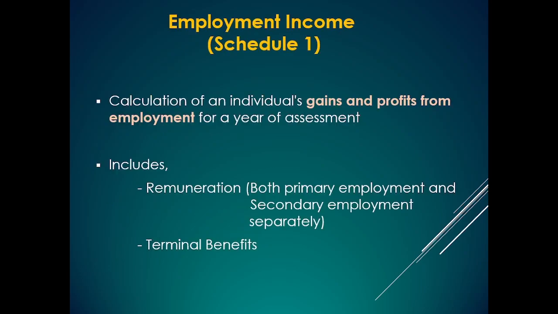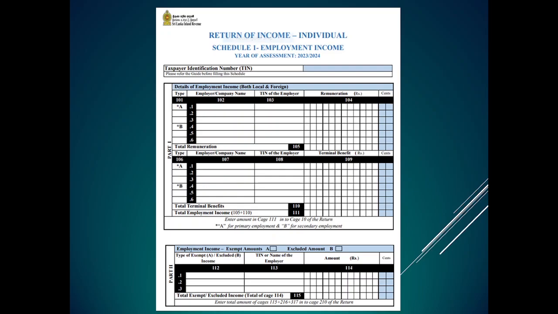Employment income is the gains and profits from employment. It includes remuneration from both your primary employment and secondary employment, and also the terminal benefits. This is Schedule 1 on employment income. Your details of the employment income need to be mentioned there.